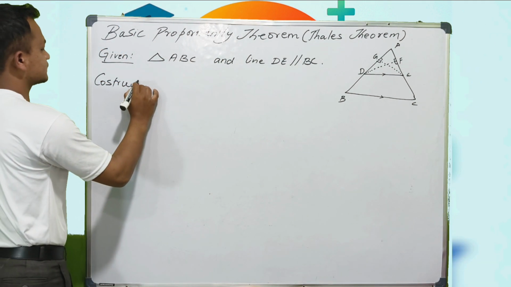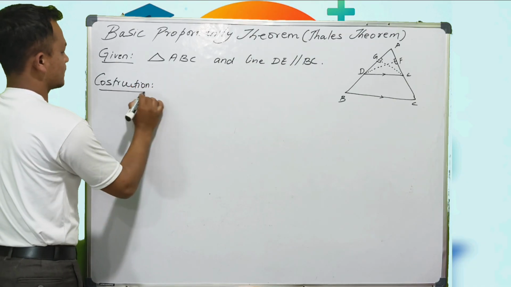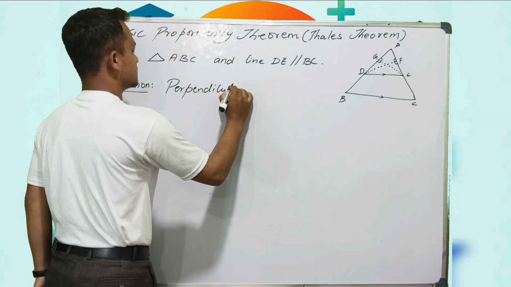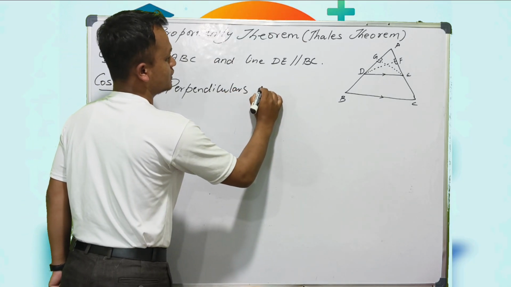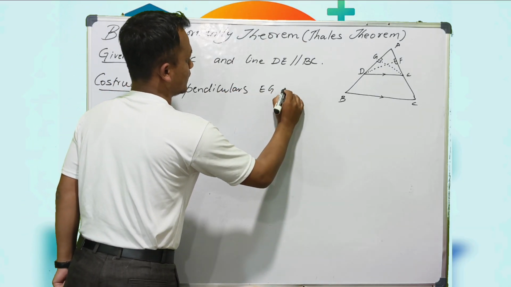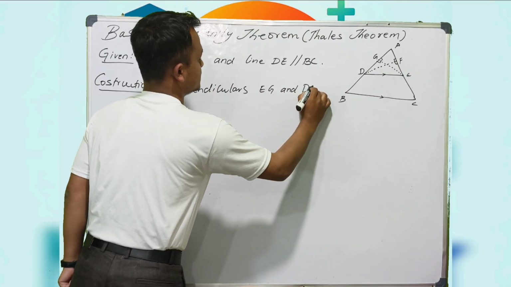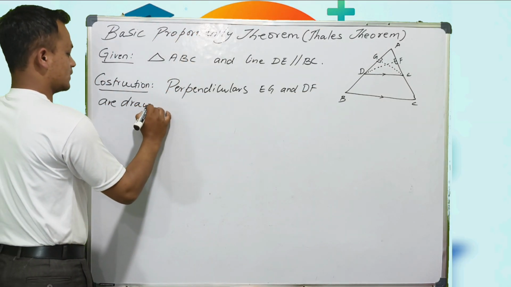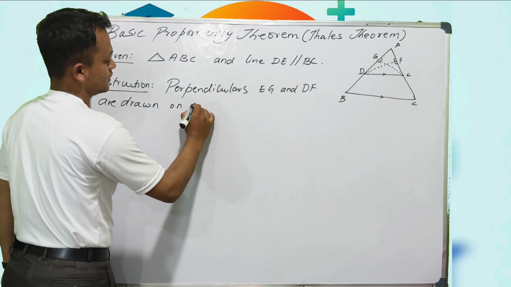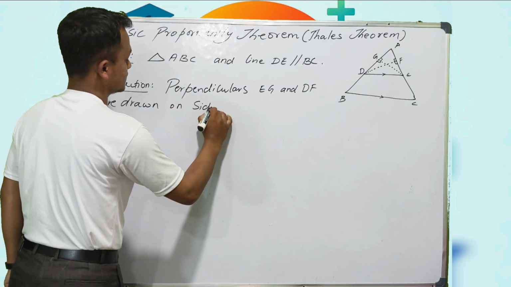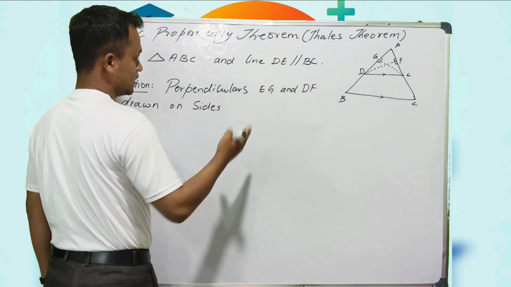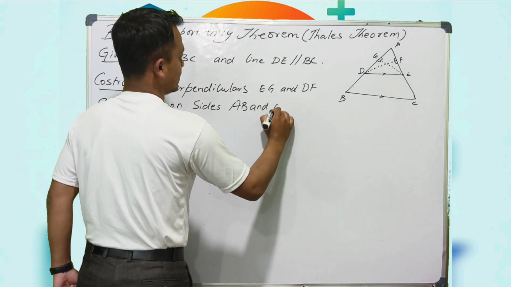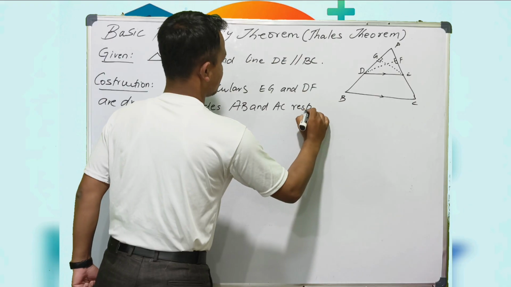Construction: perpendiculars EG and DF are drawn on sides AB and AC respectively.